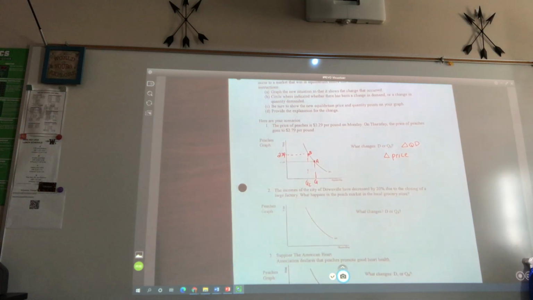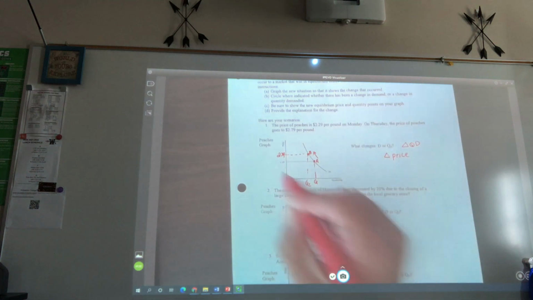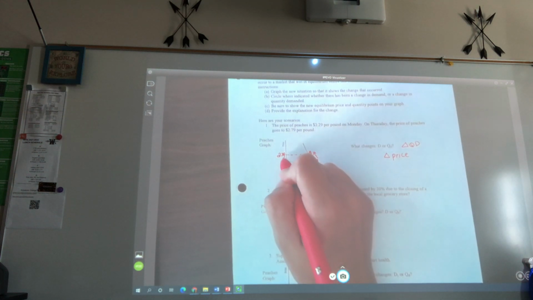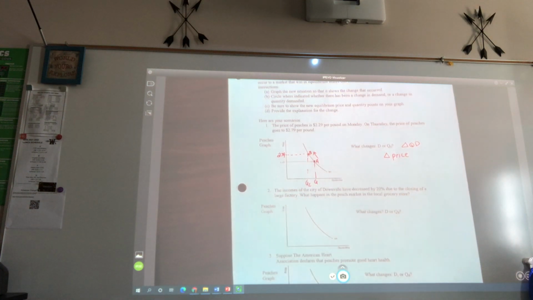What will happen to the demand? I have to show an arrow. So which way does my arrow go? Does it go up the curve to decrease or down the curve to increase? Up the curve, because that price went up, right? So that decreases my quantity demanded, which is the inverse, right?